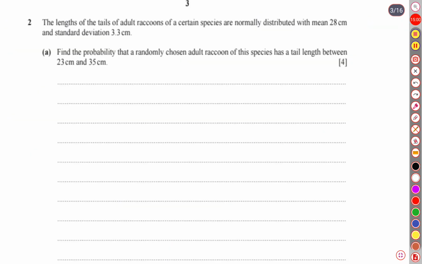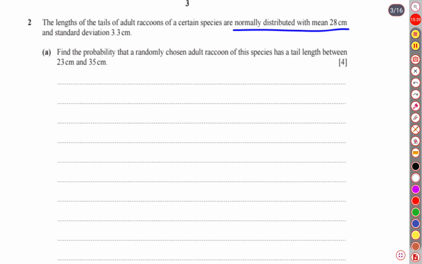Question number 2 says the lengths of the tails of adult raccoons of a certain species are normally distributed with mean 28 centimeters and standard deviation 3.3 centimeters. Find the probability that a randomly chosen adult raccoon of this species has a tail length between 23 centimeters and 35 centimeters. First of all, they have disclosed that this is a normal distribution. So let's start the solution.